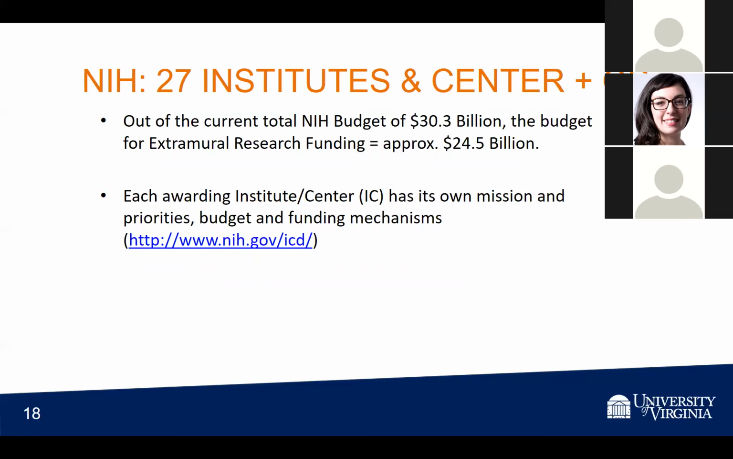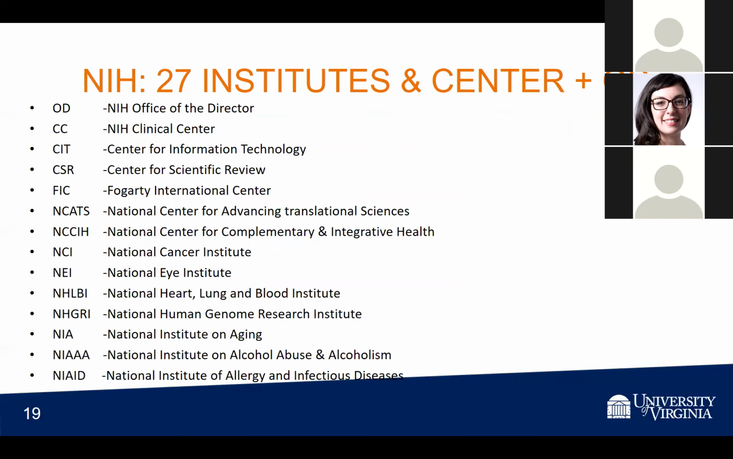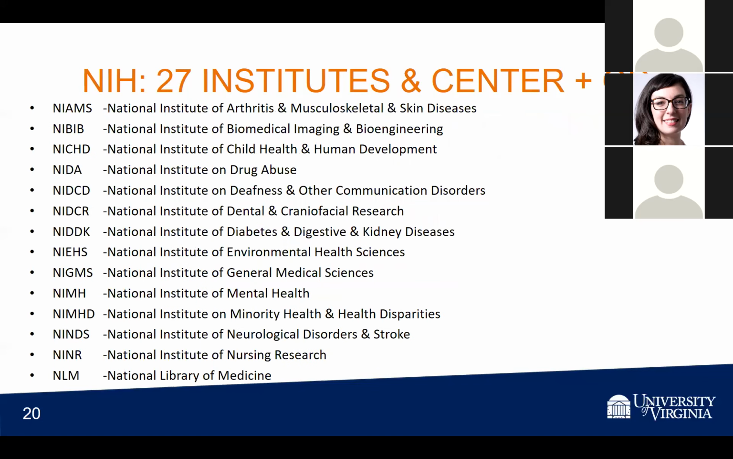Each awarding institute or center, ICs, has its own mission and priorities, budget, and funding mechanisms. And you can go and read about these. There's 27 institutes and centers, plus the Office of the Director. And so here is a whole list of all the acronyms of all the groups. I'll let you read these, come back and look at them.